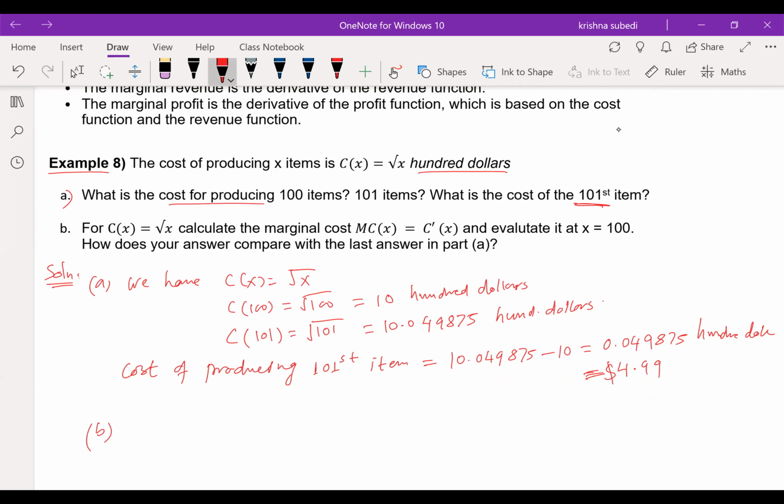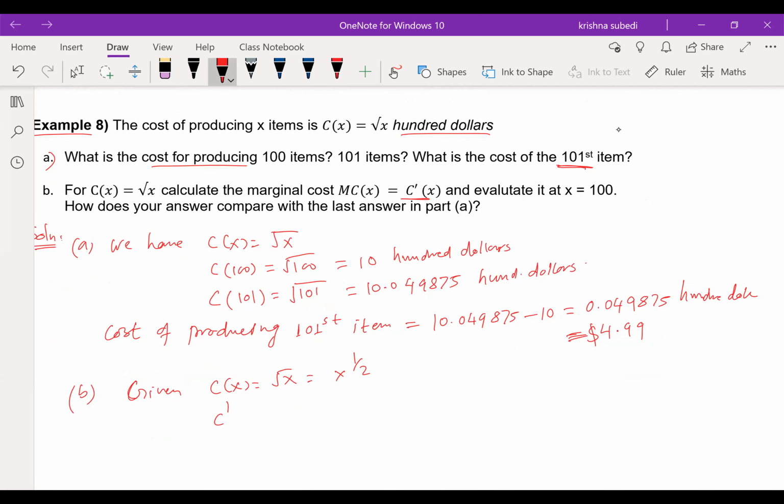Okay, part B. For C of x equals square root x, calculate the marginal cost, which is C prime of x, the derivative, and evaluate it at x equals 100. So first let us calculate. We are given C of x equals square root x, which is x power half. And if you calculate the derivative of that, you're going to get half x power negative half, which is 1 over 2 square root x.